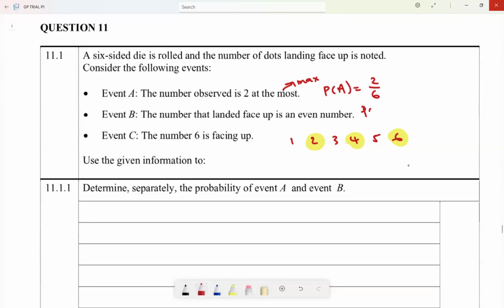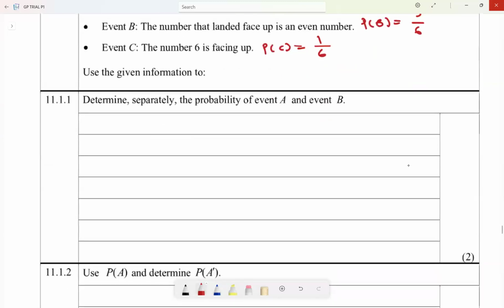Now the probability that it will be an even number, which is the probability of B, is 3 possibilities out of a possible 6. And then event C: the number 6 is facing up. So there is one number, which is 6, out of the possible numbers.